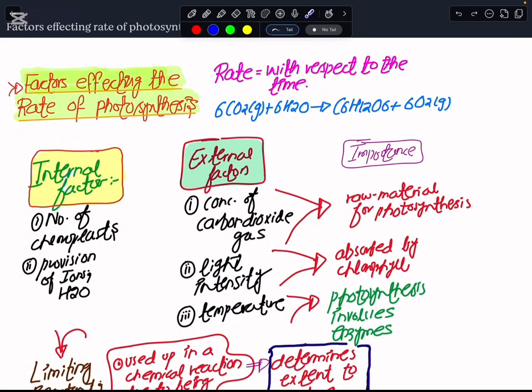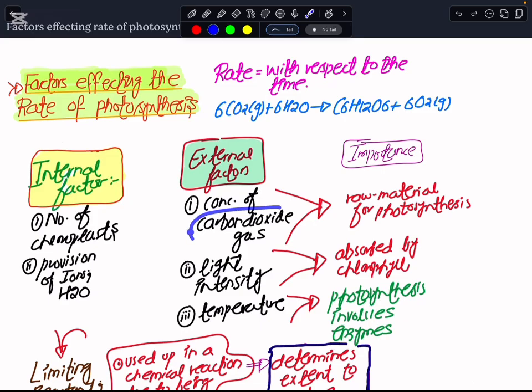So there are both internal and external factors. If I were to talk about the internal factors, they would be the number of chloroplasts that I have with me and how much water I'm taking toward the leaves of the plant. So they would be acting as my internal factors. And as far as the external factors are concerned, since the plant takes them from the external environment, they would be the external factors.